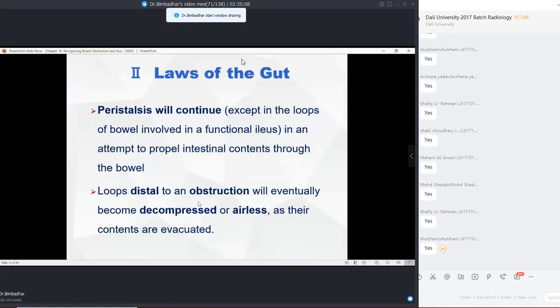Now, they become decompressed distal to the obstruction. You have to understand they become decompressed, which might look like small air packets, or become completely airless, which become completely hyperdense. It is the same thing as in atelectasis, where the lung is completely collapsed or compressed and looks hyperdense. When the intestine is compressed, it is brought together and looks hyperdense. But above it, you will see multiple air fluid levels.